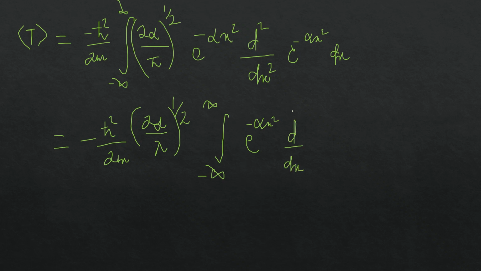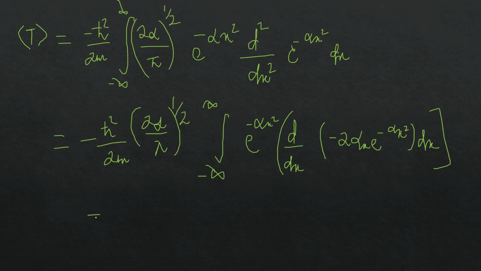So d by dx of this will be minus 2 alpha x e to the power minus alpha x square dx. All right, so this is one. Once I took the derivative, now I will take the derivative again. So let's write this whole thing as k for now, so that we don't have to write it again and again. Minus infinity to infinity e to the power minus alpha x square.